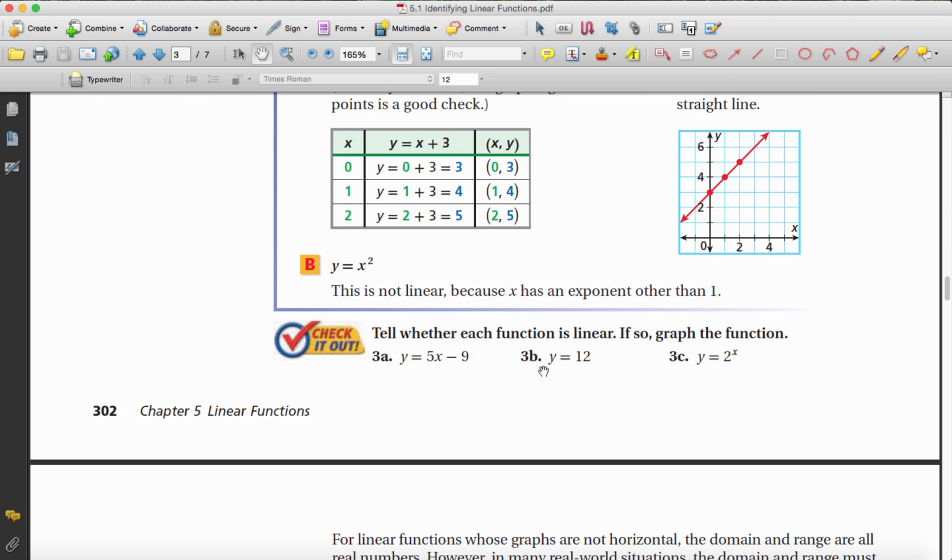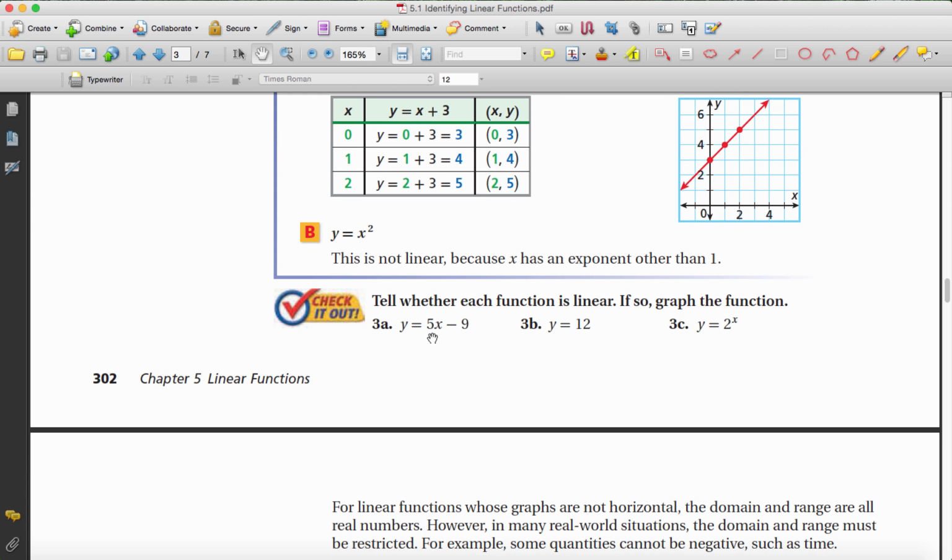All right, so here are some examples that we can try here on our own. It says, tell whether each function is linear. If so, graph the function. Now, if I have y equals 5x minus 9, what I would end up doing is subtracting 5x to the other side. So let me go ahead and do that. When I do that, I end up with y minus 5x equals negative 9. Now I'm going to rearrange these terms so that the x comes first. Notice there's a minus sign in front of the 5.